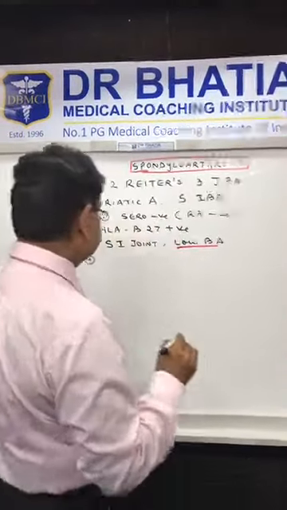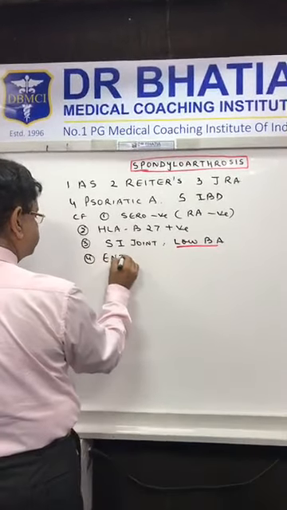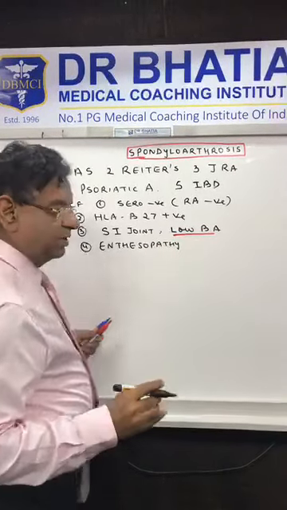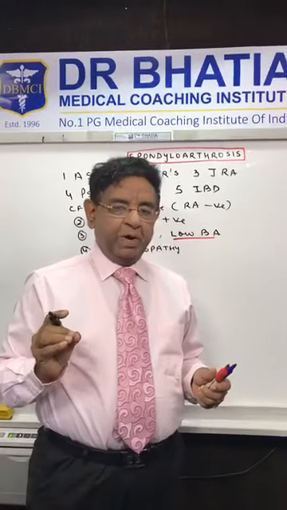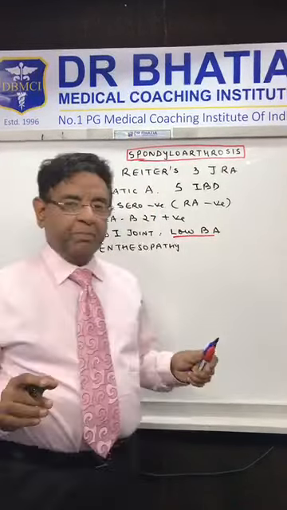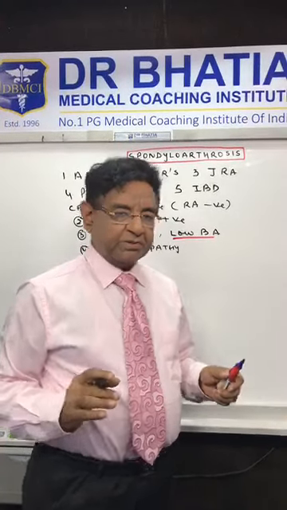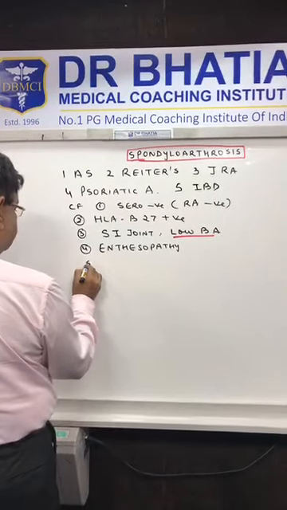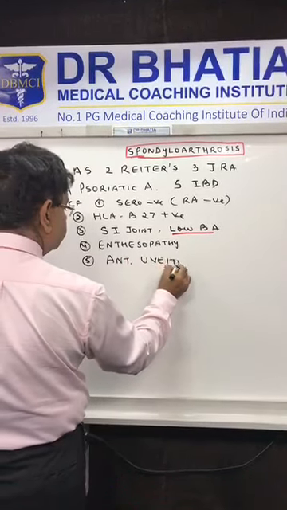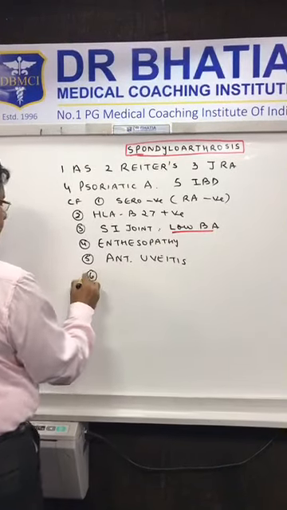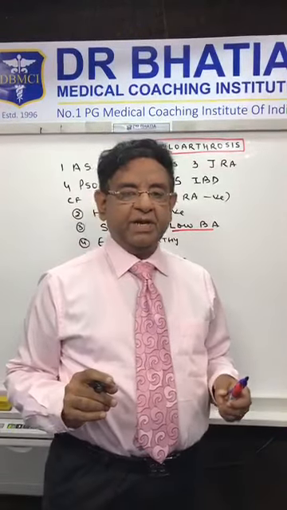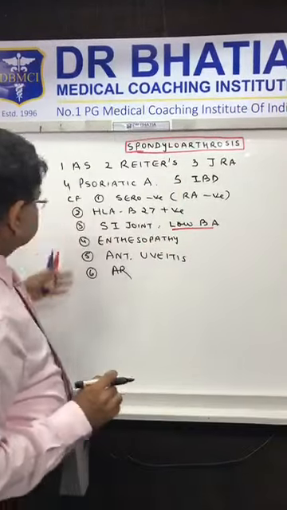What else? Then in this, you get enthesopathy. What do you mean by enthesopathy? The point of attachment of tendon to bone is painful. So this enthesopathy is a very important feature of spondyloarthrosis. Then anterior uveitis is a very important feature. Then the patient may have aortic regurgitation, especially in case of ankylosing spondylitis. Right?